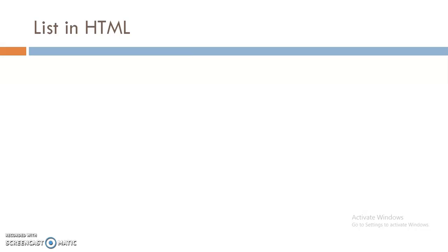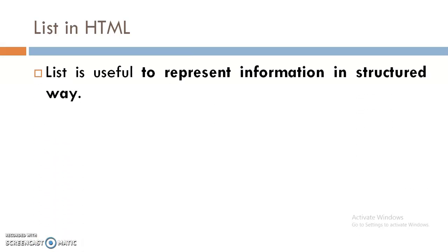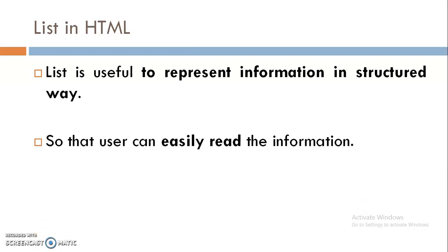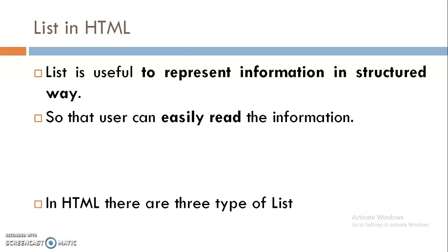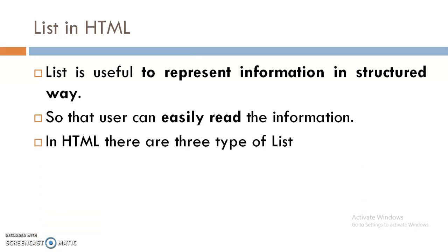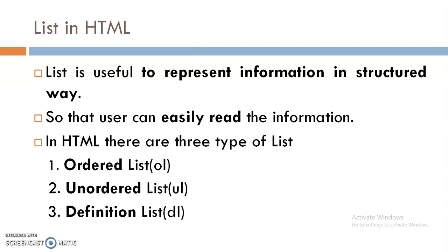First of all, what is a list? The list is useful to represent information in a structured way so that the user can easily read the information. In HTML, there are three types of list. First one is ordered list, which is written as OL. Second is unordered list, meaning UL, and third one is definition list, DL.